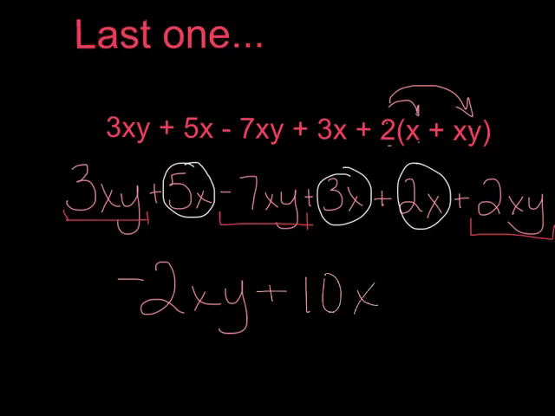Not too bad, but important to remember that xy and x, these terms cannot be combined. Because in order to be like, in order to combine, they have to be the same variables to the same power. So this has an x to the first, this has an x to the first, but it's missing the y piece, so we can't combine them.